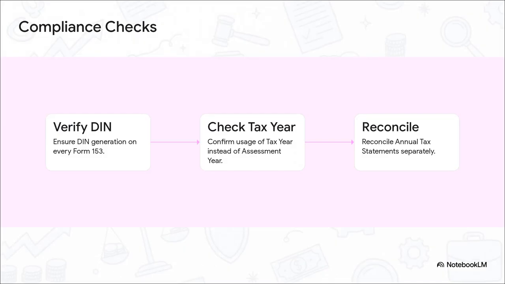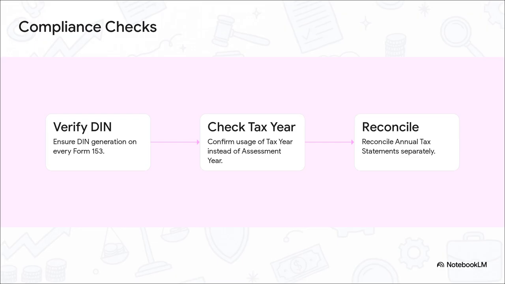So, when you or your client receives a Form 153, you absolutely must execute these mandatory compliance checks. First up, verify the generation of a Document Identification Number, or DIN. Every single Form 153 must have a DIN for digital traceability. Without it, the communication is technically invalid.